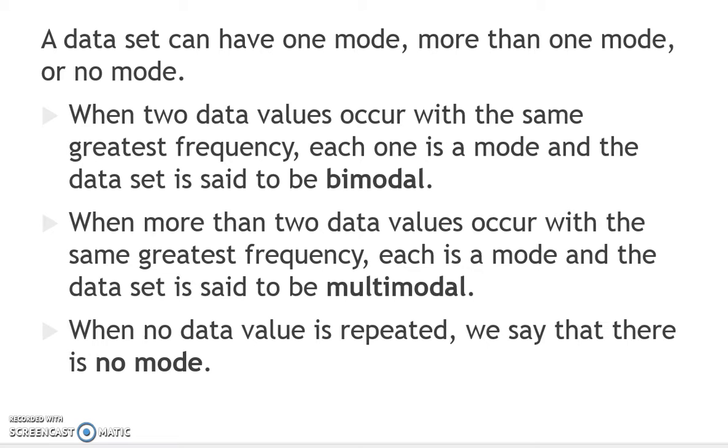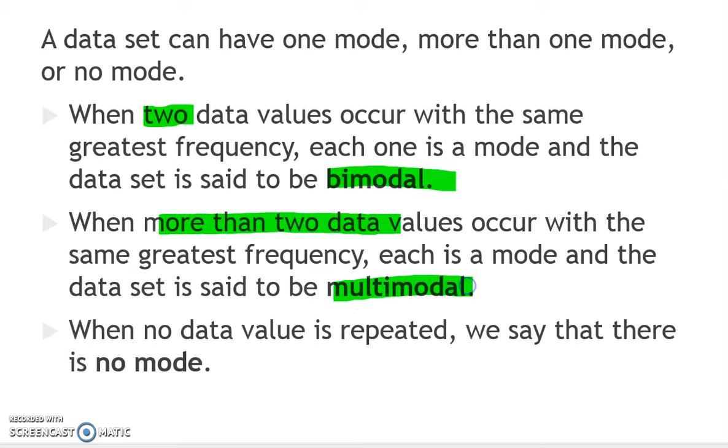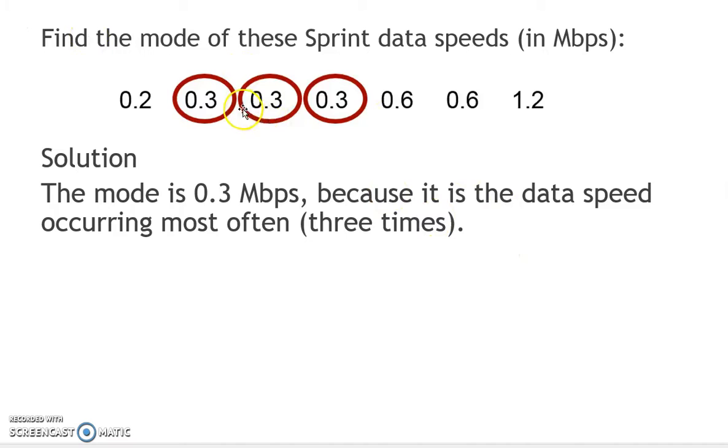Now let's see some of the special cases. If you have two modes, then it's called bimodal. If you have more than two modes, then it's called multimodal. When no value is repeated, then we say there is no mode. So this is an example of Sprint data speed. Let's suppose we have 0.2, 0.3, 0.3, to 1.2. In this case, 0.3 has occurred 3 times, most often, so the mode will be 0.3 megabytes.